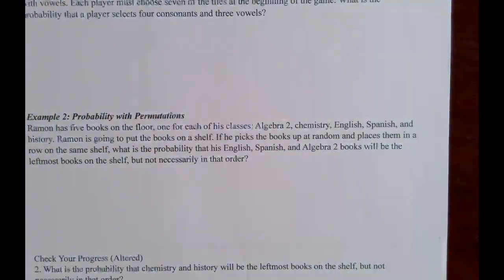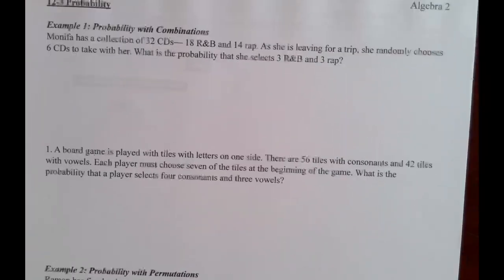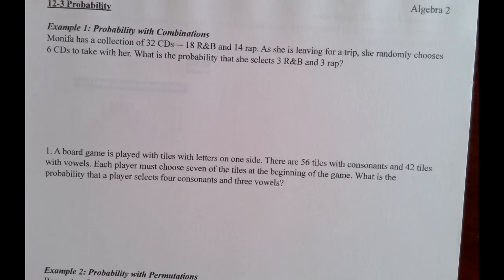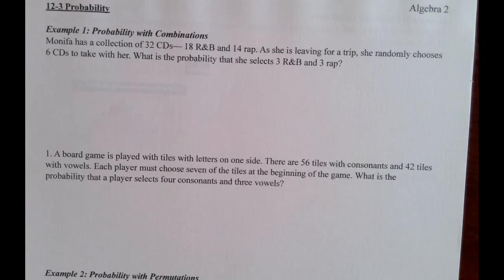So now let's get started with example 1. Okay. So Monifa has a collection of 32 CDs. 18 of them are R&B and 14 of them are rap. As she's leaving for a trip, she randomly chooses 6 CDs to take with her. And we want to know what is the probability that she selects 3 R&B and 3 raps.